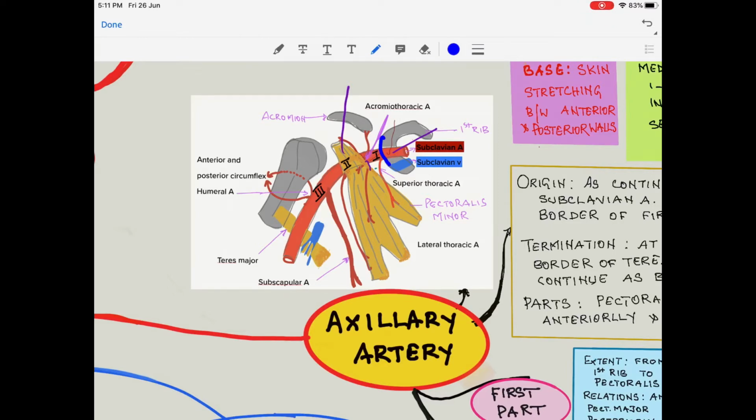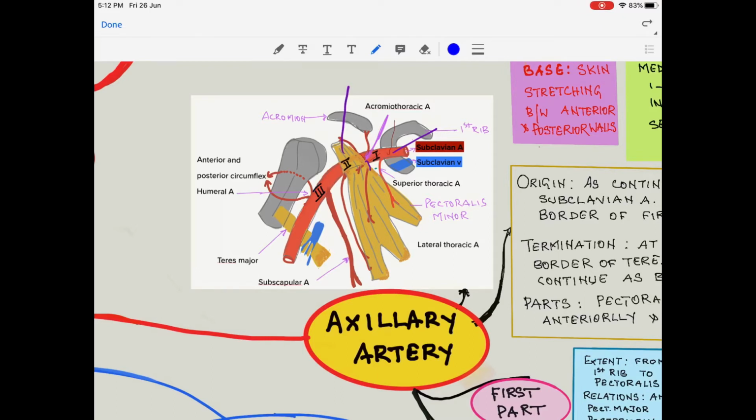Now this artery lies in the axillary sheath, and it is divided into 3 parts by the pectoralis minor muscle. The first part lies between the outer border of first rib and upper border of pectoralis minor muscle. The second part lies deep to the pectoralis minor muscle. The third part extends from the lower border of pectoralis minor to lower border of teres major muscle. So that is the third part.